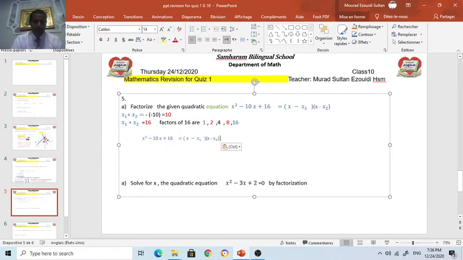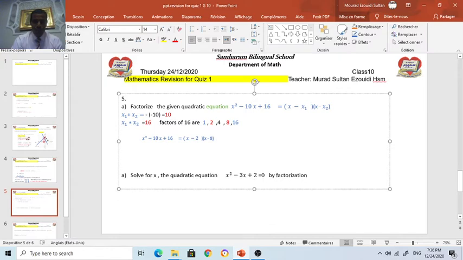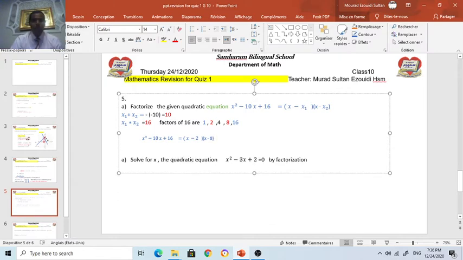So x squared minus 10x plus 16 equal x minus 2, multiplied by x minus 8. If you want to check, x by x is x squared, x multiplied by minus 8 gives negative 8x, plus negative 2 multiplied by x gives negative 2x, total negative 10x, and negative 2 multiplied by negative 8 is 16. So I now solve the first sub question A. Okay, move to the second one.